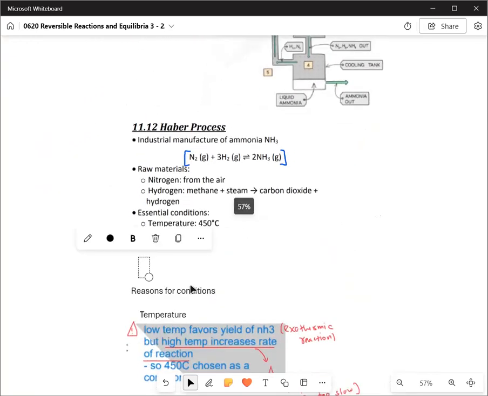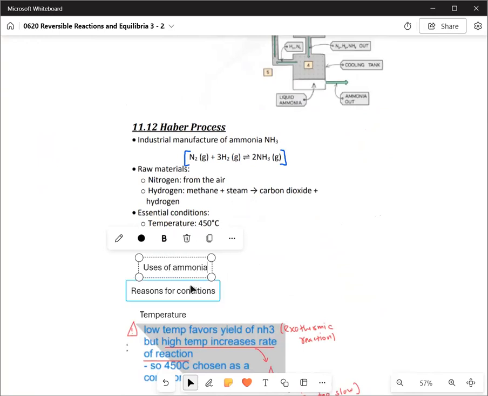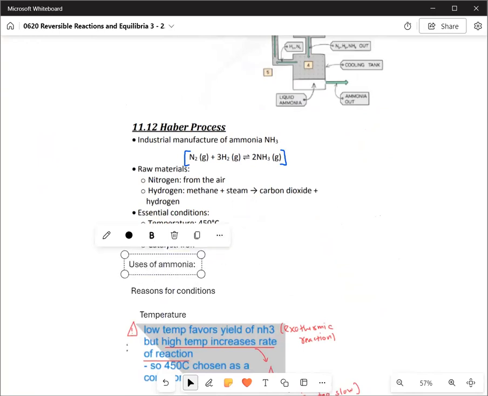Let's write the uses here. Uses of ammonia. This will come in the exam, especially with fertilizers, okay?